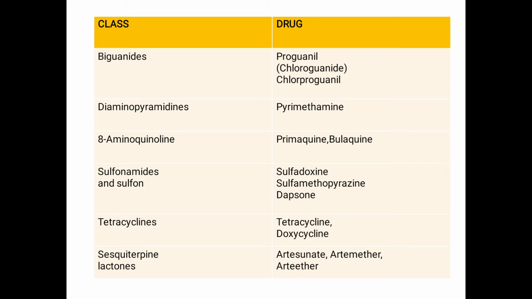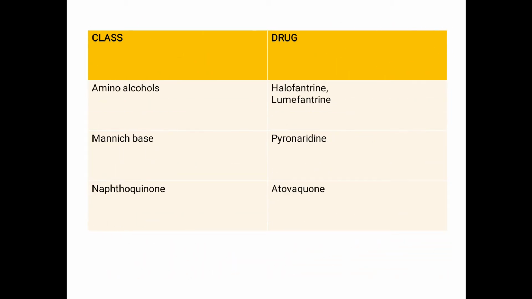Also, we can provide care with the tetracyclines as well, such as tetracycline, doxycycline, and the most important alternative drug class is the sesquiterpene lactones, such as artesunate, artemether, and arteether. Amino alcohols such as halofantrine, lumefantrine, Mannich base such as pyronaridine, and naphthoquinone such as atovaquone can also be used for the management of malaria.